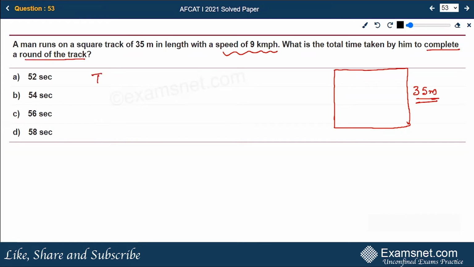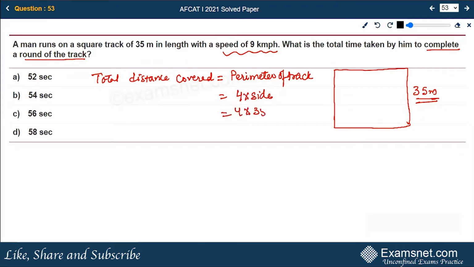That means total distance covered is equal to the perimeter of the square track. Track is in the shape of a square. So this is 4 into side, which is equal to 4 into 35. That is 140 meters. You are given the speed of the man is 9 kilometers per hour.